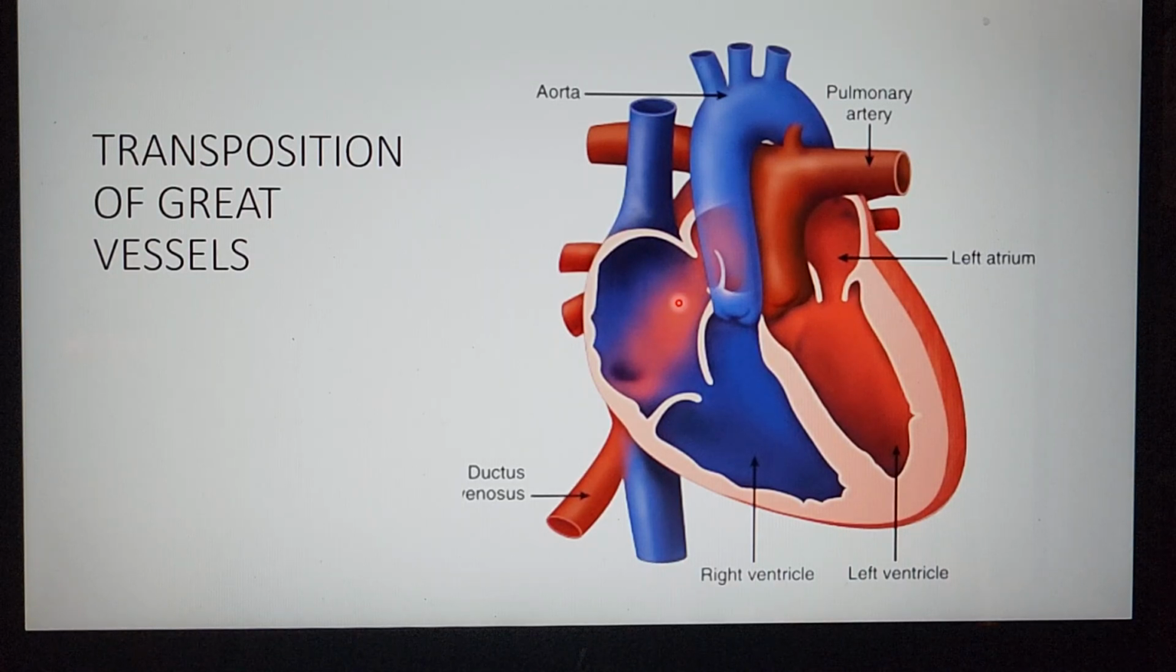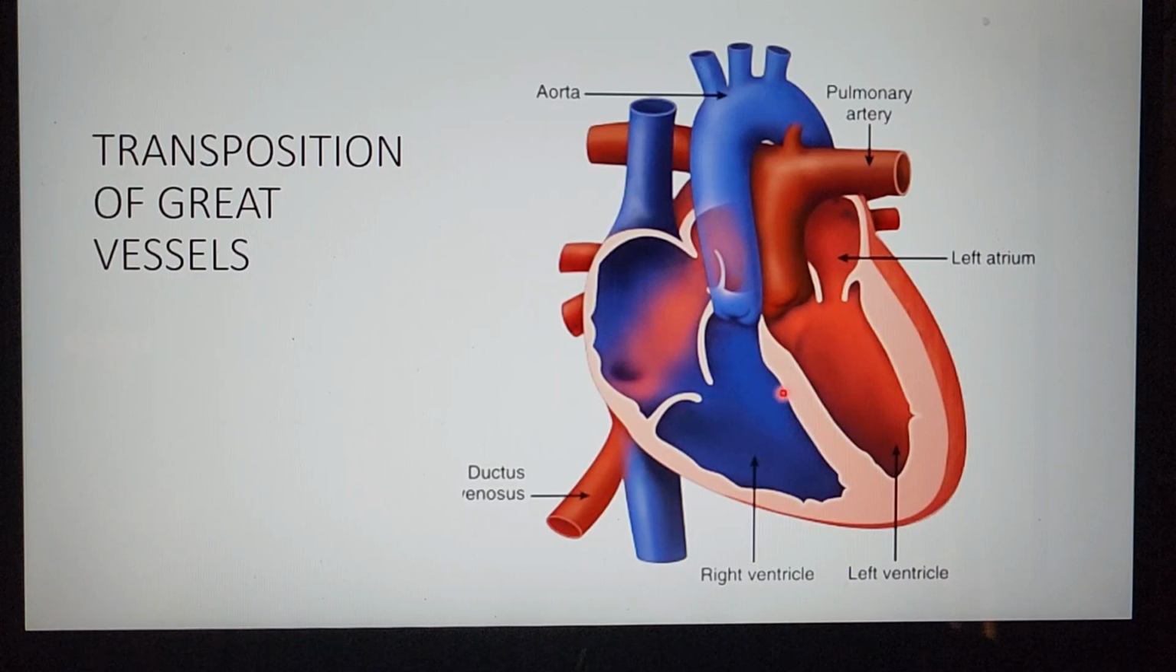Now this is a heart where the atrioventricular communication or concordance is intact. This is the right atrium and this is the right ventricle. This is the left atrium and this is the left ventricle. So RA connects to RV, LA connects to LV. What does that mean? It means atrioventricular concordance.